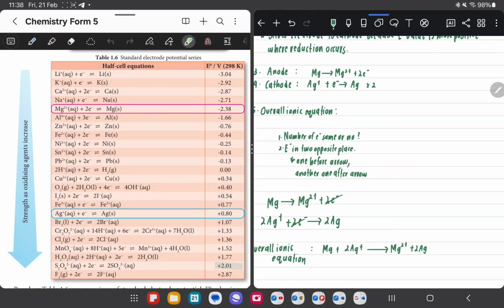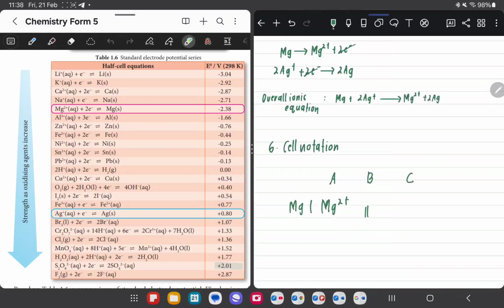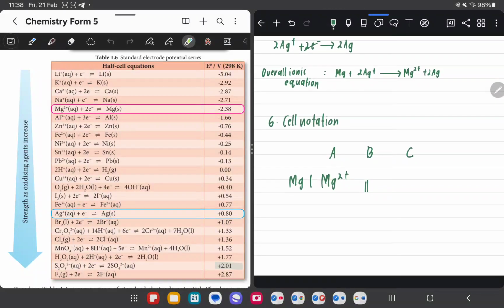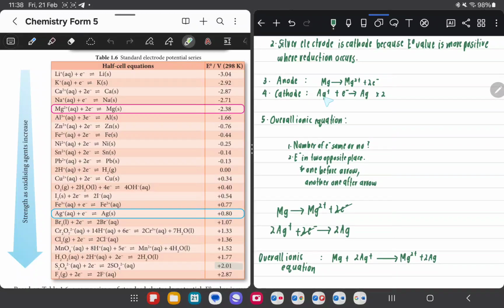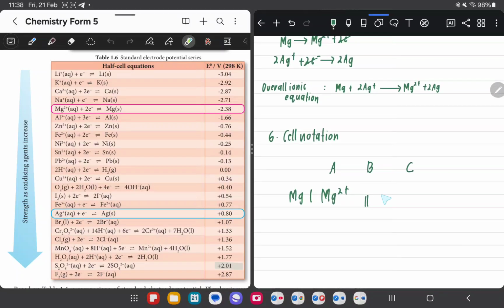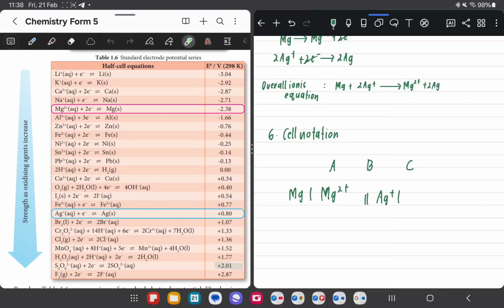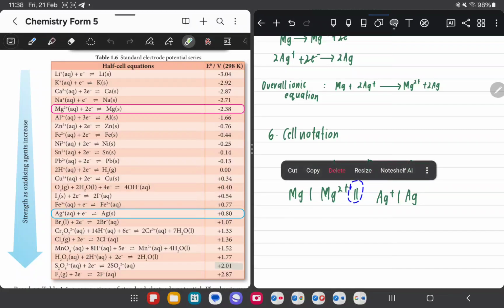You just copy your half equation but no arrow. Electrons only to copy. Your anode starts with Mg, so I write Mg first and then it finishes with Mg2+, then only Mg2+. Okay, and then your cathode starts with Ag+, and then reduces to Ag. Yes, Ag. Electrons we won't write in cell notation. Cell notation doesn't like electrons. So this is your answer.